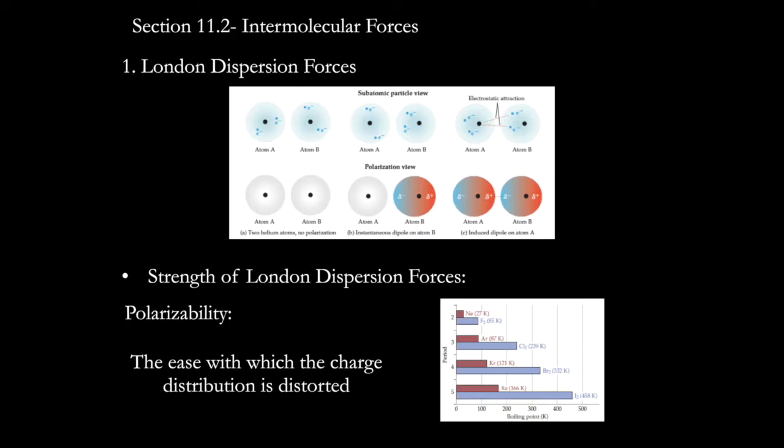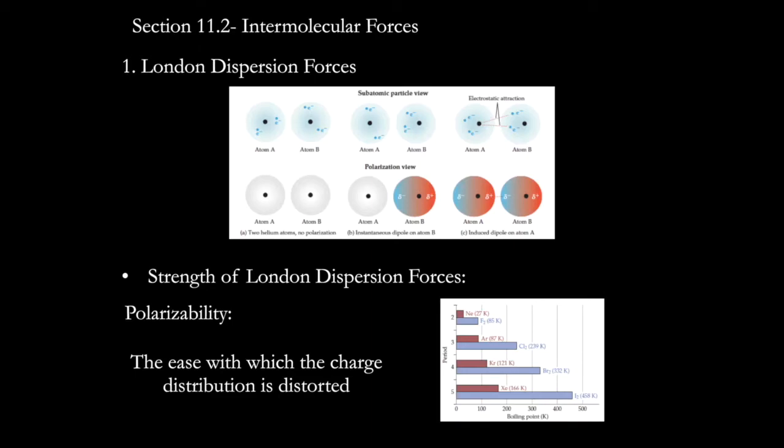As you can see from this chart, neon has a weaker London dispersion force than fluorine does. Argon is weaker than chlorine, krypton than bromine, and xenon than iodine. We know that because, and I'm going to be talking about this in the next lesson, their boiling points are higher, which means they're holding on to one another much more tightly, which means that their intermolecular forces are stronger.